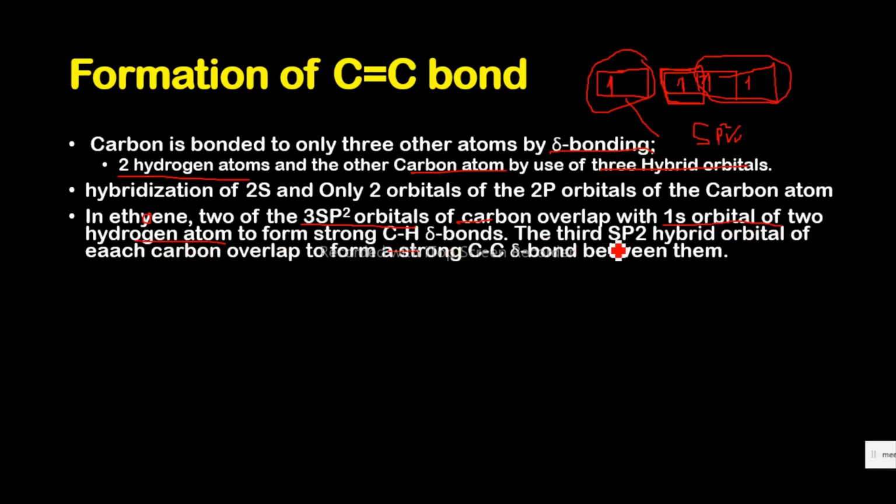Now the third hybrid orbital of the sp2, you've used two, so there will be a balance of one. It is the one that will overlap with the other carbon to form another normal carbon-carbon sigma bond.